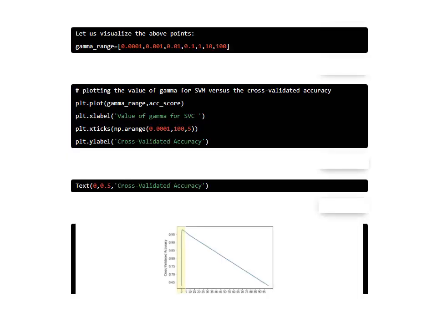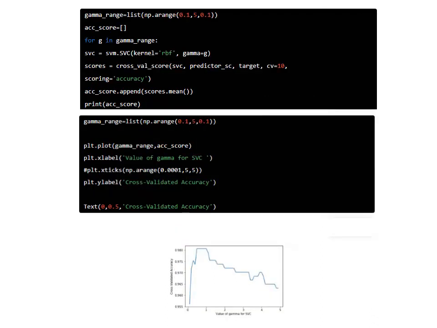And now we plot the gamma for SVM versus the cross-validation accuracy. And we can see when gamma is between 5 and 100, the kernel performs very poorly. The best gamma is from 0 to 5. Let us take a closer look at the cross-validation accuracy for gamma values between 0 and 5. The highest cross-validation accuracy for the RBF kernel remains constant between gamma 0.5 and gamma 1.